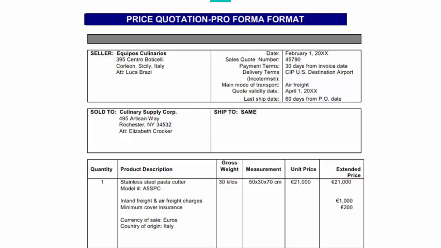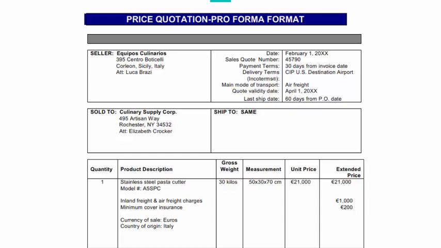To the attention of Elizabeth Crocker. Maybe she goes by the name Betty, but who knows. On the right-hand side, spelled out date. We've talked in the past about the importance of spelling out dates, so we continue with that practice. The vendor is providing a sales quote number so that should a sale take place 30 days down the road, 60 days down the road, they can reference that original quote and know exactly what they're talking about.